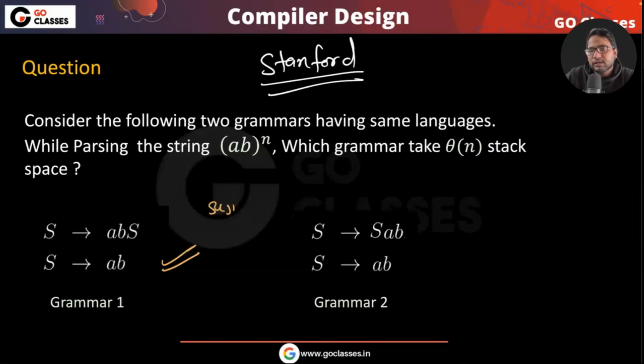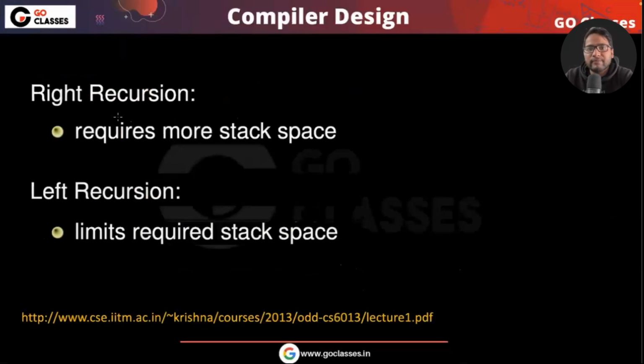You have asked something about whether the bottom-up parser will do better in the sense of stack complexity. It is at least better for the left recursive grammar, right? If this is a left recursive grammar, then in the stack complexity, it is at least better. So see here, right recursion requires more stack space. Left recursion limits the required stack space. Okay, I have taken this slide from IIT Madras.